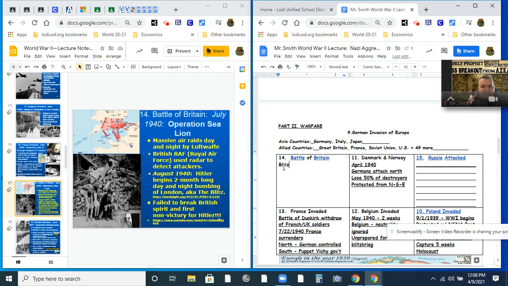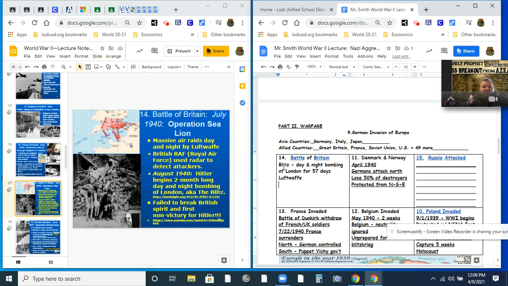Let's just jump right to the Blitz. Day and night. It lasted for, I think, like 57 straight days. Why did the Luftwaffe, the German Air Force, do this? They were trying to get the British citizens to want to quit the war. They figured if they blew up London enough, they'd quit.